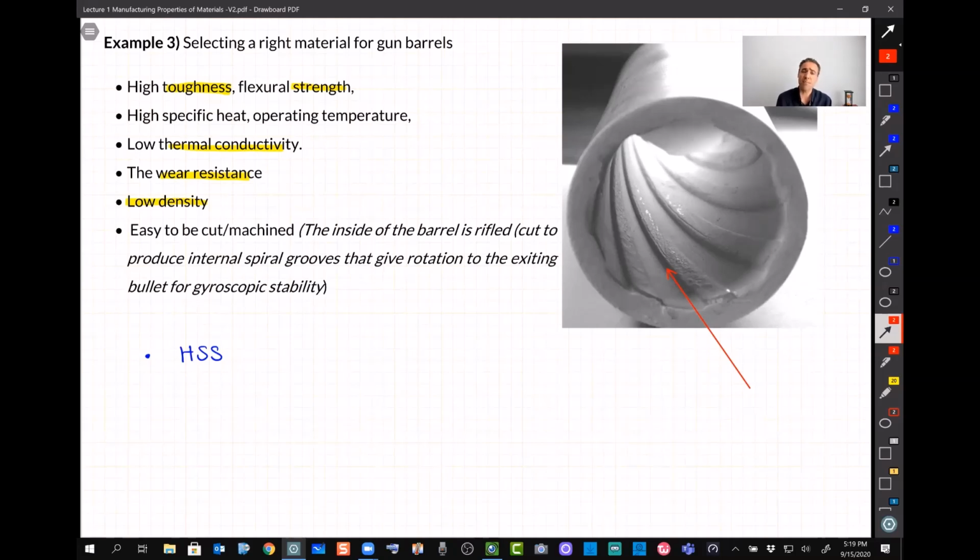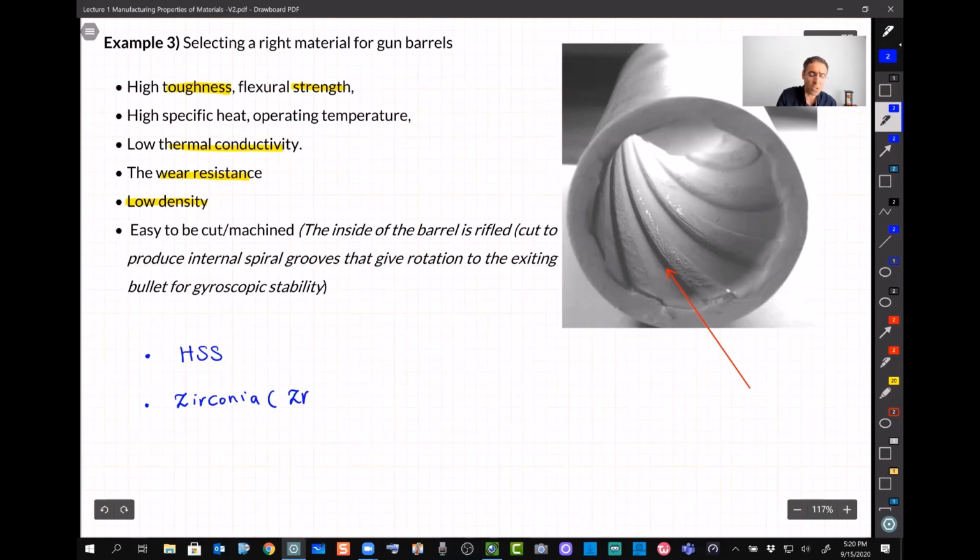Well, again, as I said, maybe steel is a good candidate, but with some difficulty, and it's going to be expensive to machine those grooves there. Maybe a better candidate, again with advances in materials, is something which we call zirconia, which is an oxide of zircon, and it's a type of ceramic.